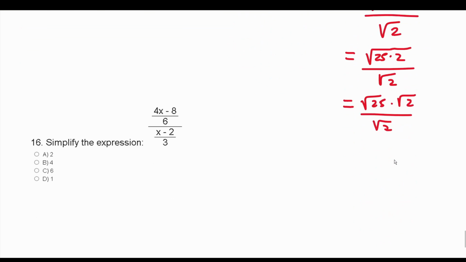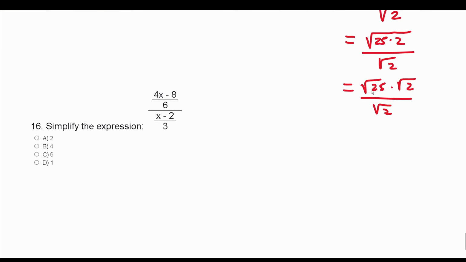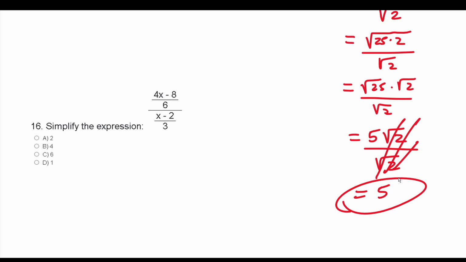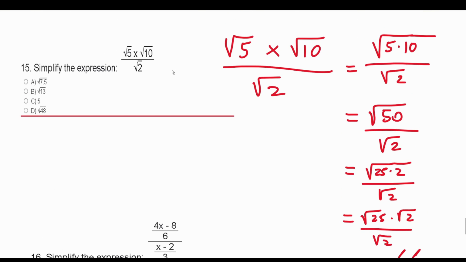And let me scroll down here a little bit. A square root of 25 is going to be just 5. So this is 5 square root 2 over the square root of 2. And we could just go ahead and cross out these square root 2's. And this just becomes 5. Okay, so this one is C, 5.